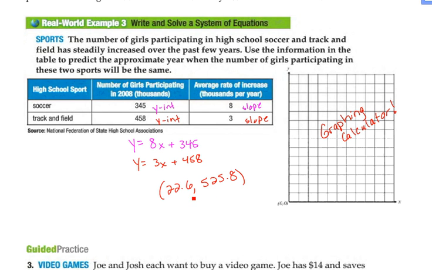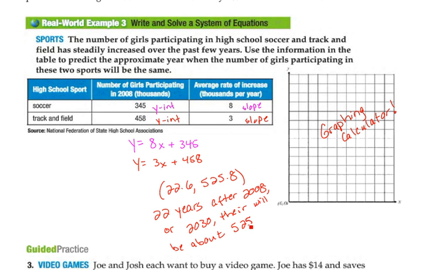Okay, very nice that we got a point there, but we have to understand what that means. So use this information to predict the approximate year when the number of girls participating in these two sports will be the same. Well, 22.6 is about 22 years after 2008, or we're going to say 2030, there will be about 525,000 girls participating in both.